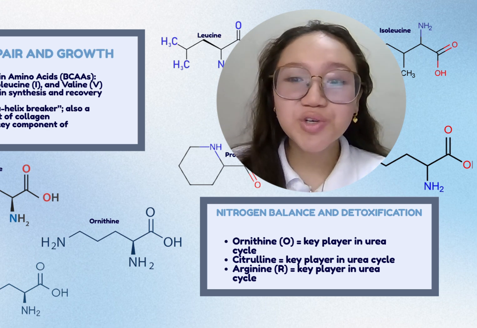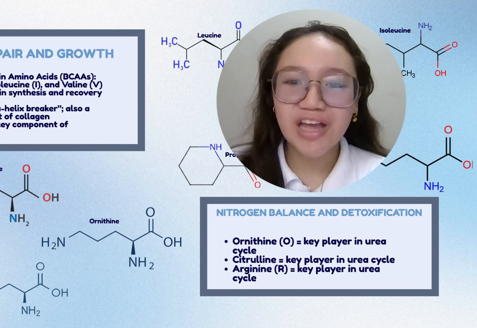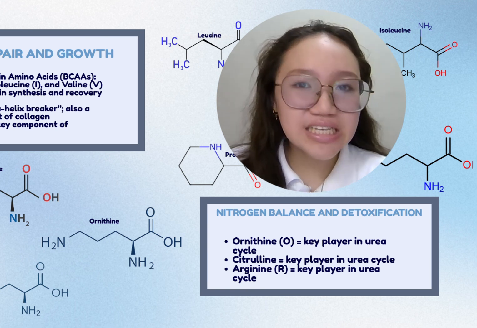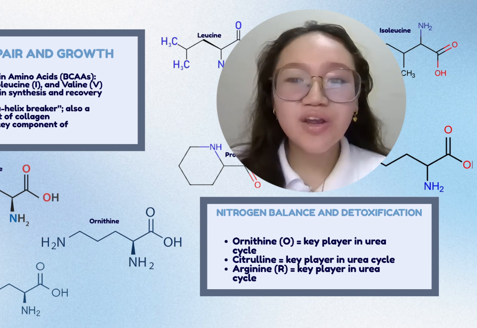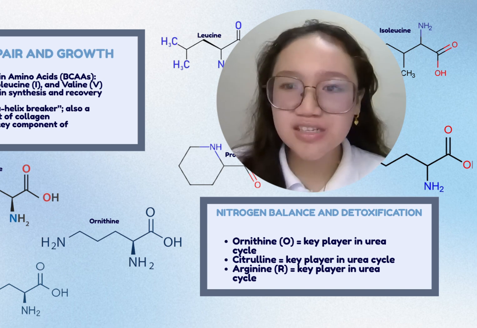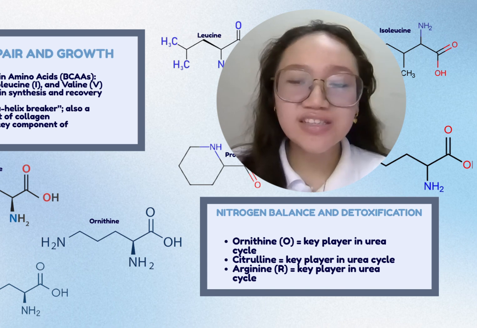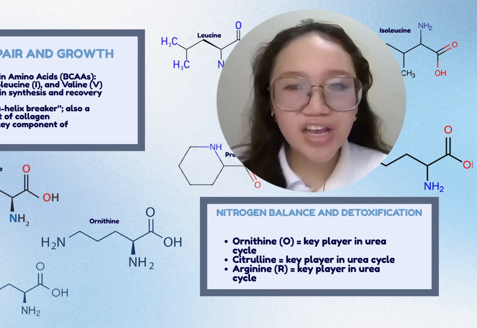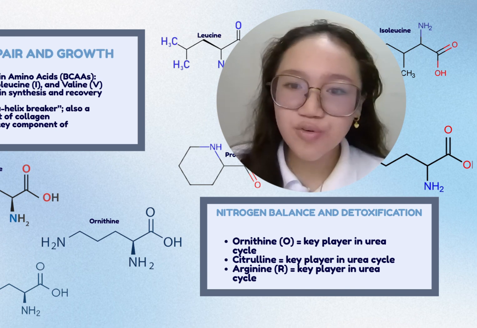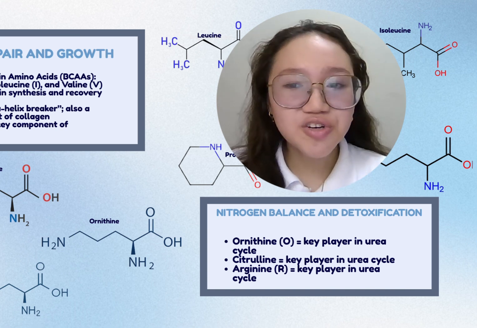Amino acids are also crucial for nitrogen balance and detoxification. They're our main source of nitrogen, and keeping this balance is key to our health. When our bodies use amino acids, they create ammonia, which can be poisonous. Thankfully, amino acids like ornithine, citrulline, and arginine work together in the urea cycle in the liver. This cycle turns harmful ammonia into urea, which our kidneys can safely remove. This prevents dangerous ammonia buildup, protecting our brain and other organs.